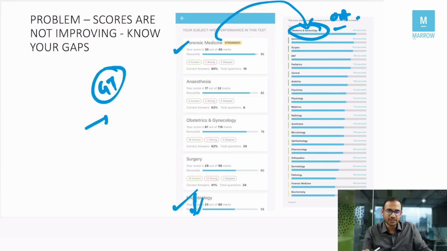Most of the students, they don't do this. They understand that they did not score well in obs and gyne, so they go and review obs and gyne in toto. You don't have to do that now. You just have to focus on the areas which you did not mark correctly in this test. Like, for example, ovarian tumors. You are weak in ovarian tumors, go and revise ovarian tumors. Okay, so this is how you identify your weak areas with pinpoint sniper-like accuracy with the help of this analysis.